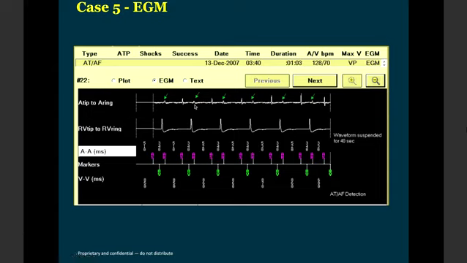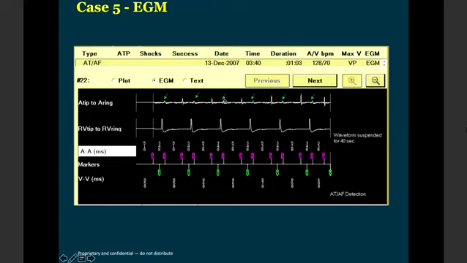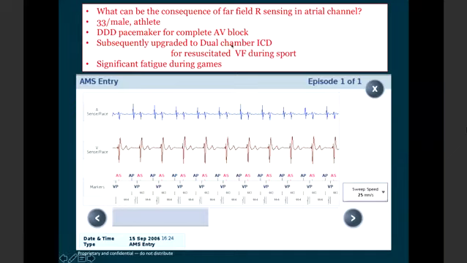Sometimes in the annulus itself, you can get this kind of a far field R wave sensing on the atrial channel. But what is interesting is, keep in mind, this kind of a railroad pattern in the atrial channel, you should suspect far field R wave sensing on the atrial channel. What can be the consequence of this? This particular case highlights what can go wrong if this far field sensing happens in the atrial channel.